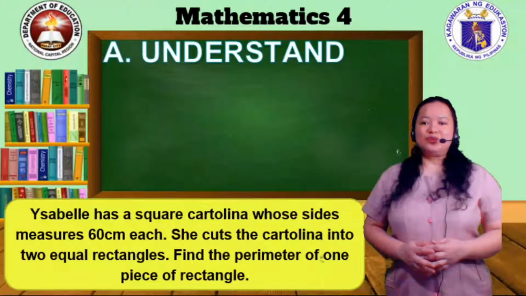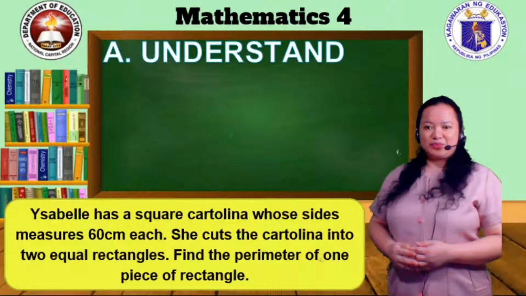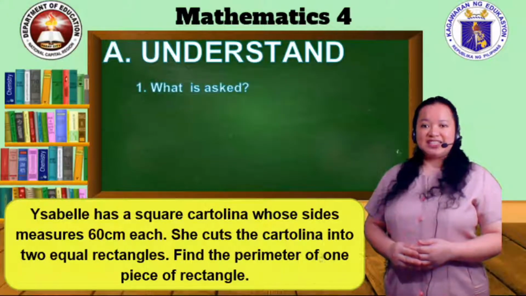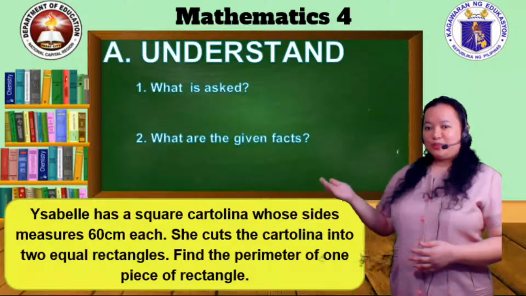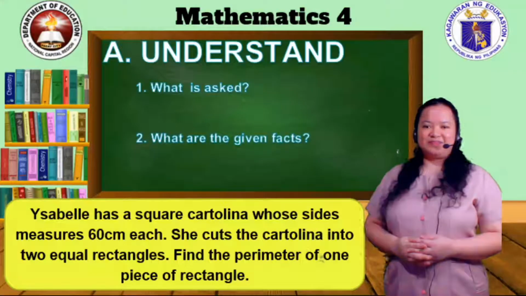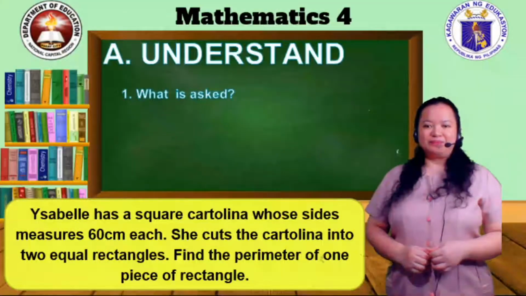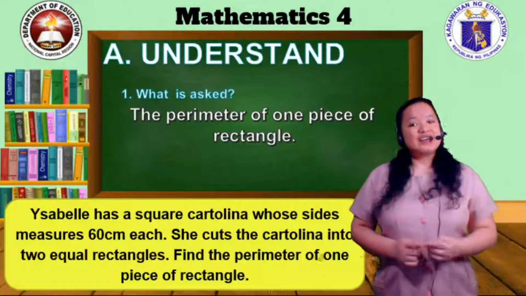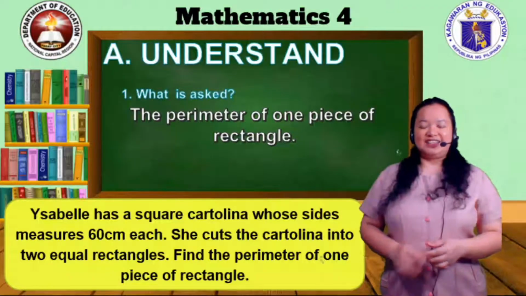In answering word problems like this, we have to first understand the problem given to us. And we can do this by answering these guide questions. What is asked and what are the given facts? What is asked in the problem? Very good. We were asked to solve or find the perimeter of one piece of rectangle.